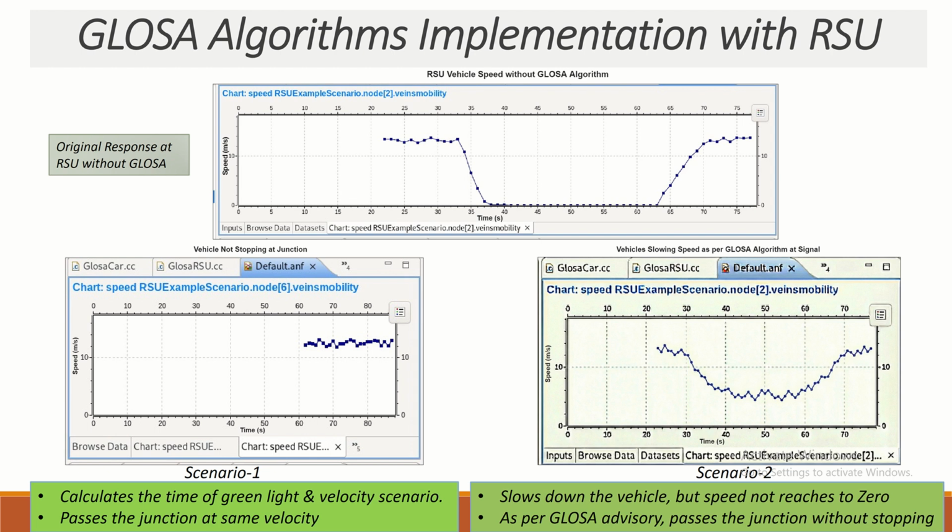This is all from our side, and we have demonstrated a V2I-based GLOSA system which can effectively guide autonomous vehicles to optimize their speed, reducing unnecessary stops and improving traffic flow efficiency.